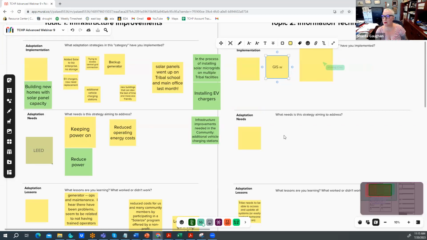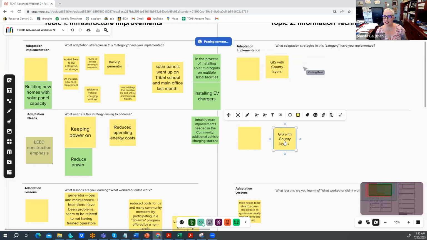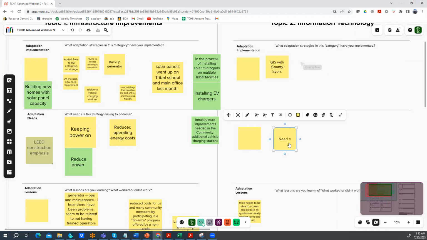But if you don't have that, or if you're like me and you're completely baffled by it, anybody want to unmute and talk about whether they've got GIS and if that's helping them with their infrastructure planning? Or should I call on somebody? Should I call my friend Lisa since she can't participate in the mural? Can you hear me? Yes. Sometimes it's muffled. Can you ask me the question again?